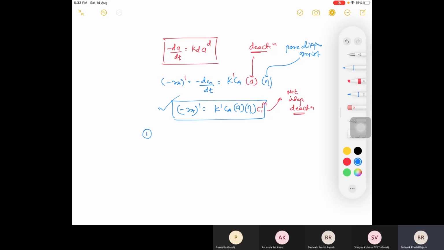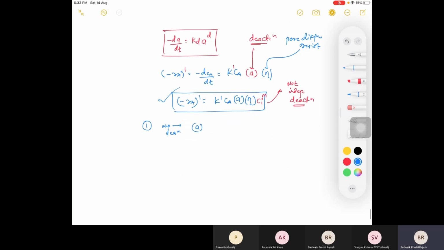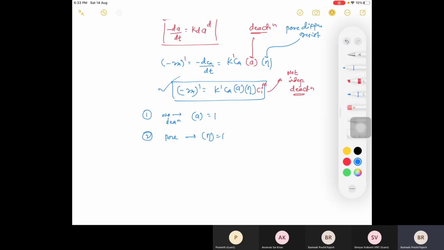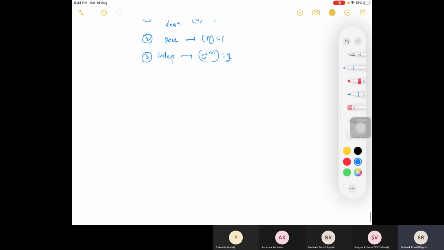Now I am telling you, if there is no deactivation, then your a becomes 1. If I am saying there is no pore diffusion resistance, then I'll be having efficiency equal to 1. And if I am saying there is independent deactivation, then I'll be having Ci to the power m equal to 1. So based on that, we can vary our conditions. So we covered this yesterday.